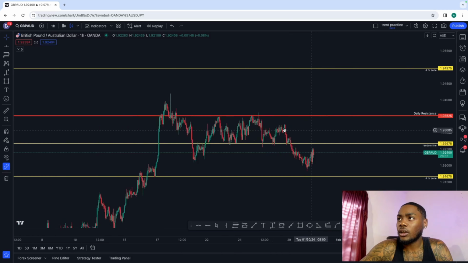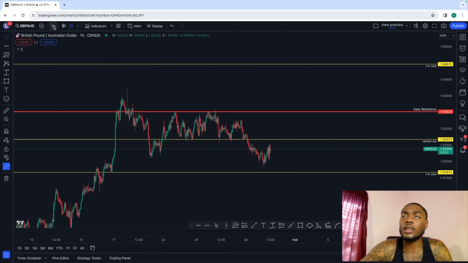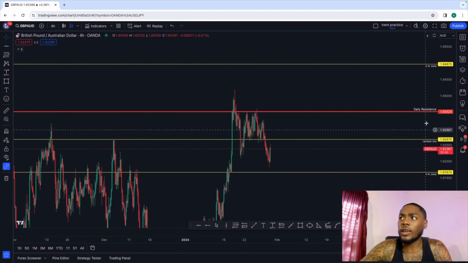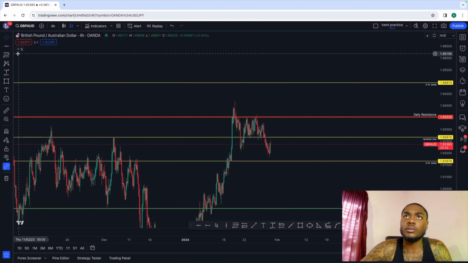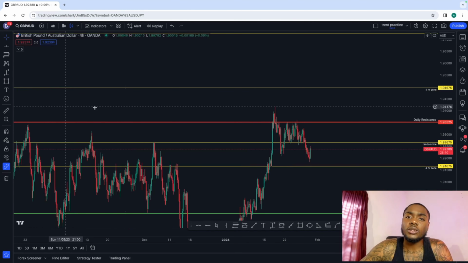But this is how I find my support and resistance on every chart that I trade, every pair that I trade. And this is how I find it each and every time. So before I add on any indicators, I look for my support and resistance first.